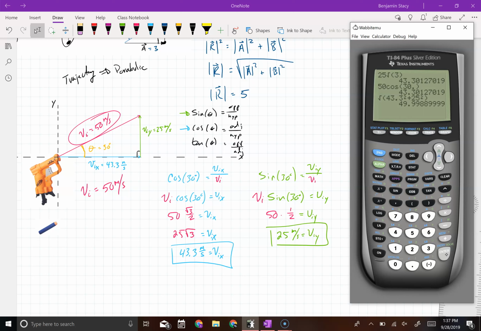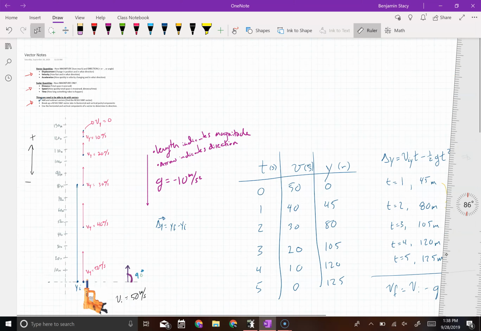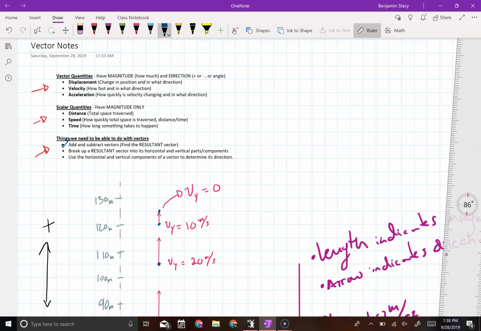You can also use the tangent function if you knew the horizontal component and you wanted to find the vertical component. Tangent 30 is the opposite side over the adjacent side you know the value of, and you can calculate what the missing side is that you need to know. So the second bullet is checked off. We can break up a resultant vector into its horizontal and vertical parts or components.